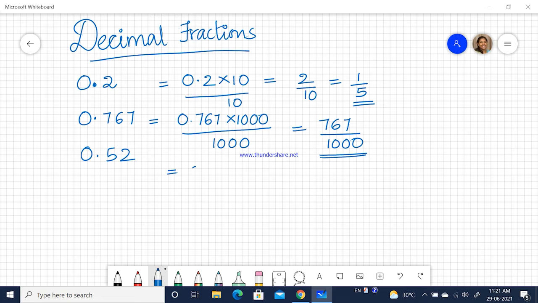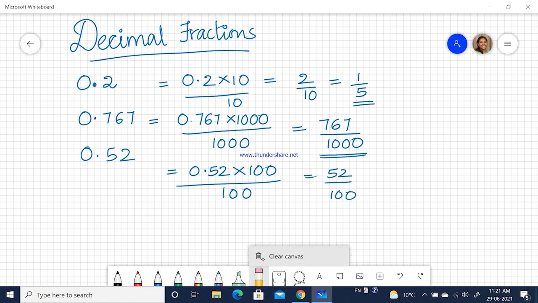Now 0.52 means after the decimal there are 2 digits. So you have to multiply with 100 and divide by 100. So it is 52 by 100. Okay, so this is all about decimal fraction. Now let's see some of the examples.